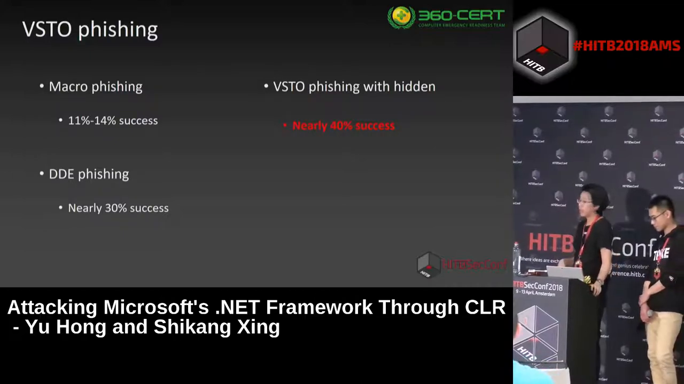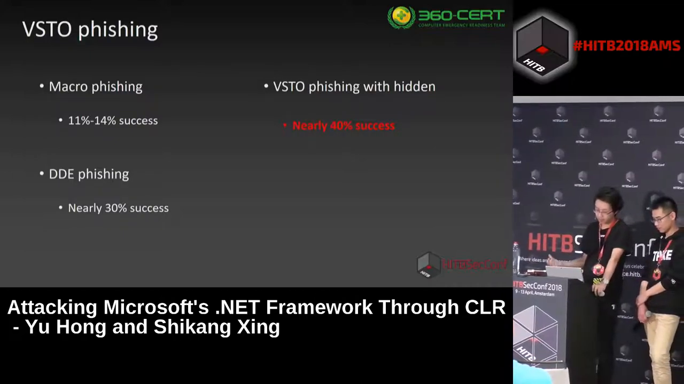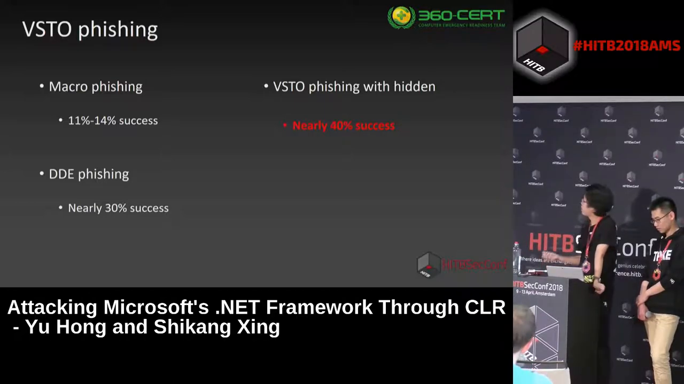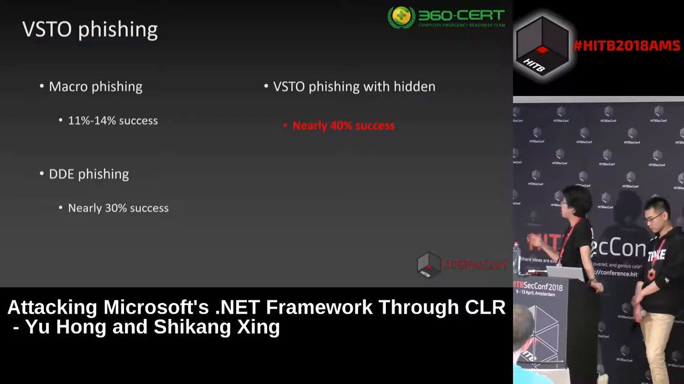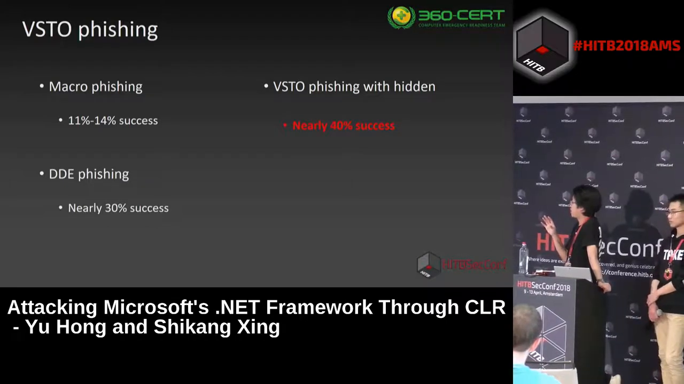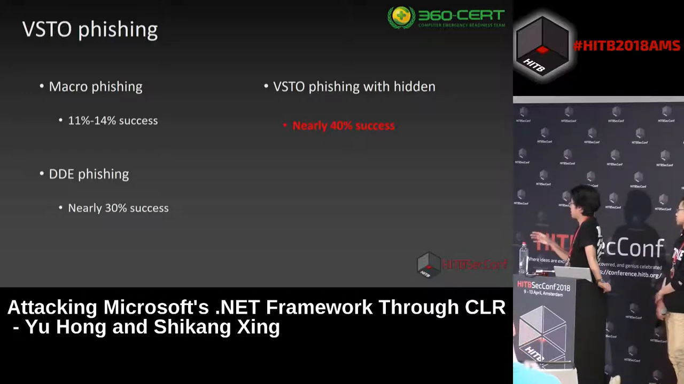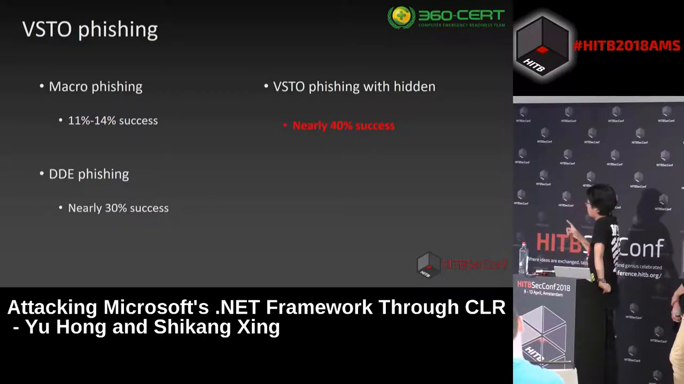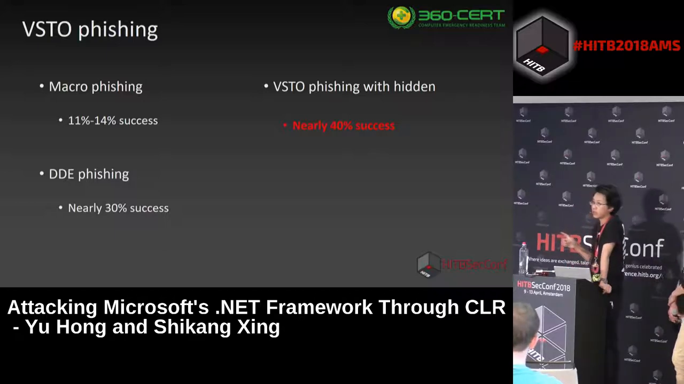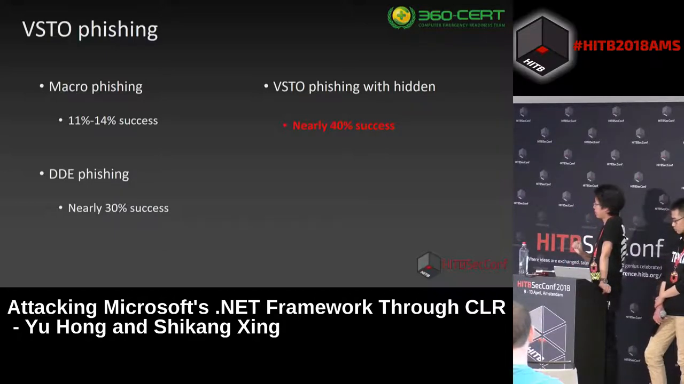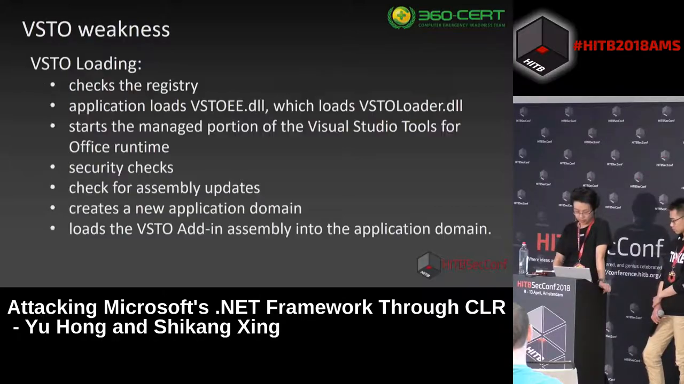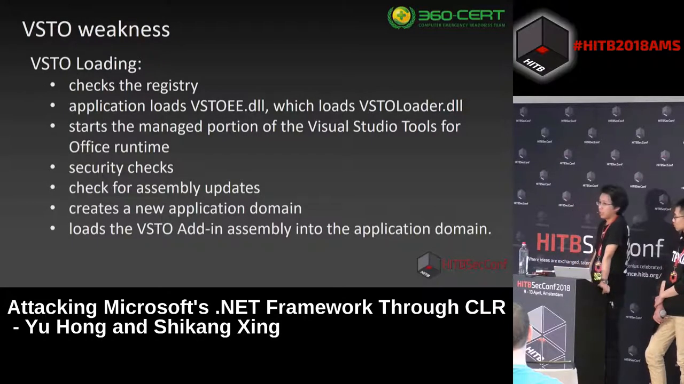And in this research, we get some results. The macro phishing is just 11% to 14% success, and the DDE phishing is nearly 30%, but the VSTO phishing with hidden is nearly 40%. So, expect the phishing.